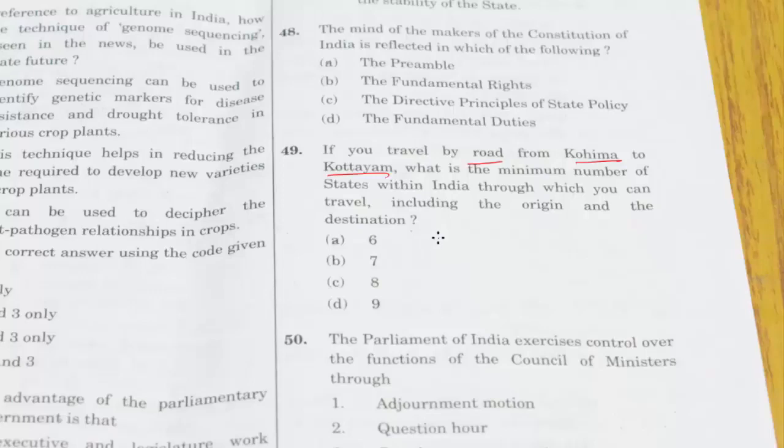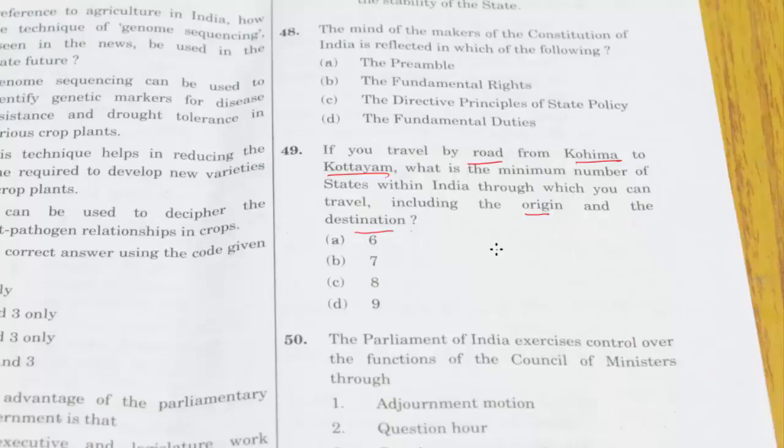Let's take the maximum number, 9, option D. The question says what is the minimum number of states within India through which you can travel, including the origin and destination. So we have to include Nagaland and Kerala or Tamil Nadu. Since Bangladesh comes in between West Bengal and other few northeastern states, we will have to go from Meghalaya, then West Bengal near that Malda fault, then we'll go to Odisha, after that Andhra Pradesh.